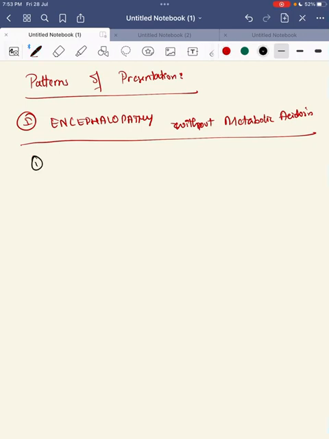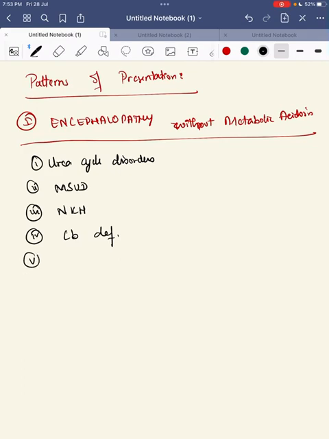So what are the examples here? First, urea cycle disorders. Second, maple syrup urine disease. Third, non-ketotic hyperglycinemia. Fourth, cobalamin deficiencies. Fifth, I've written only a few examples for this: folinic acid responsive seizures. Sixth is pyridoxine dependency.